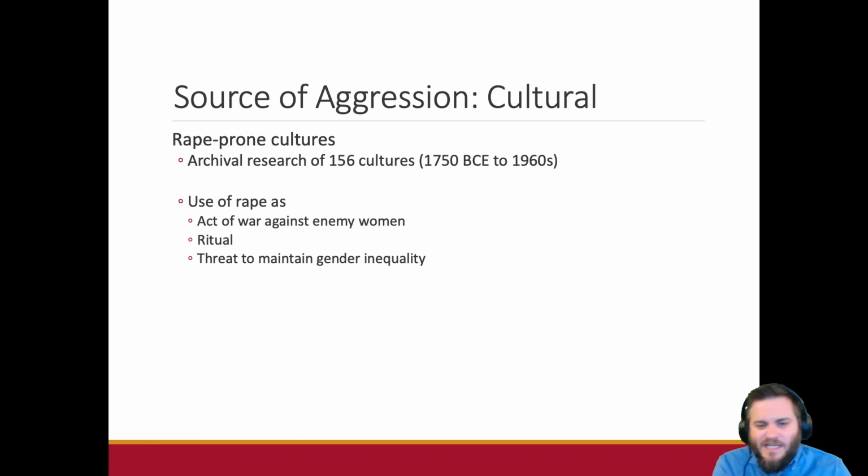It's also used as a ritual, part of a marriage ceremony or rite of passage into adulthood for males. Sometimes it's part of a gang initiation in the United States. It's a threat to maintain gender inequality.